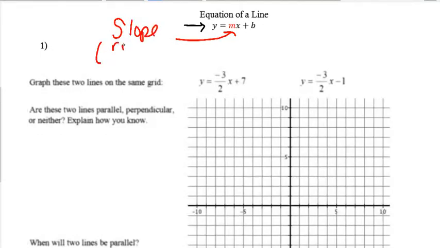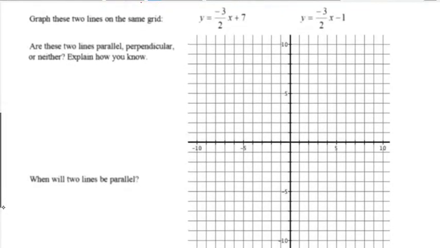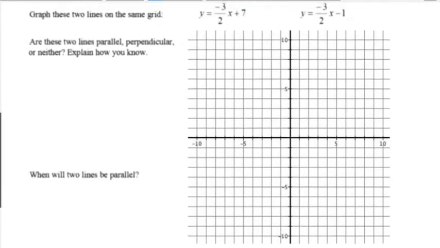Also think of it as rise over run. b, the number adding, is your y-intercept. It's also known as where the y-axis crosses, so it crosses y. So first thing you need to be able to do is graph these. So again, this is from Algebra 1, being able to graph an equation of a line.